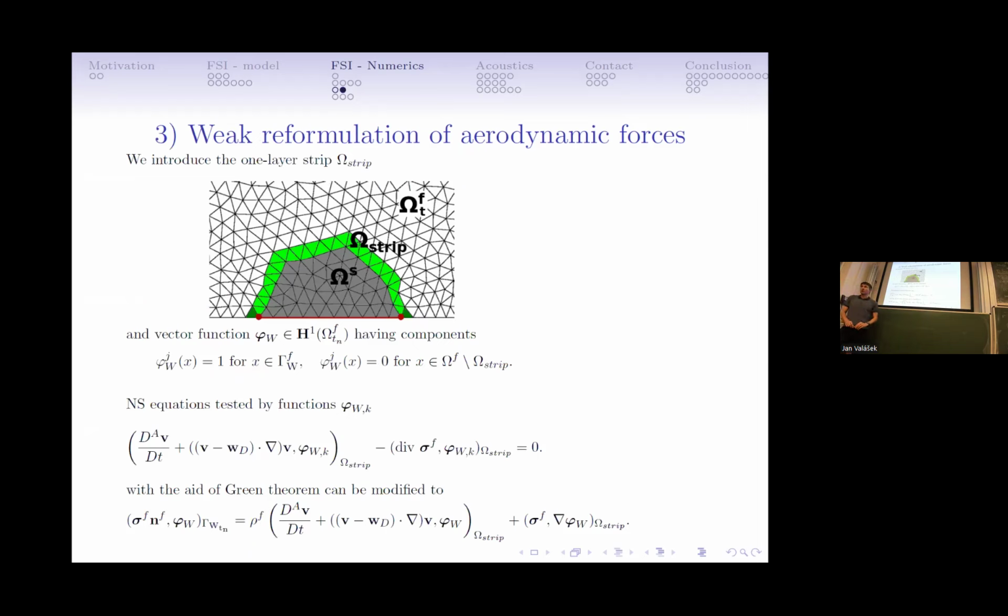And the third method we compared was to use a weak reformulation of these aerodynamic forces. So when we have a body which is described here by the domain omega s, and we have a flow problem in domain omega f, depending on time, then around this structure domain we can define one layer of finite elements denoted as omega strip, and inside this domain you can define a function which has value one on the interface and slowly decreases to zero outside of this interface.